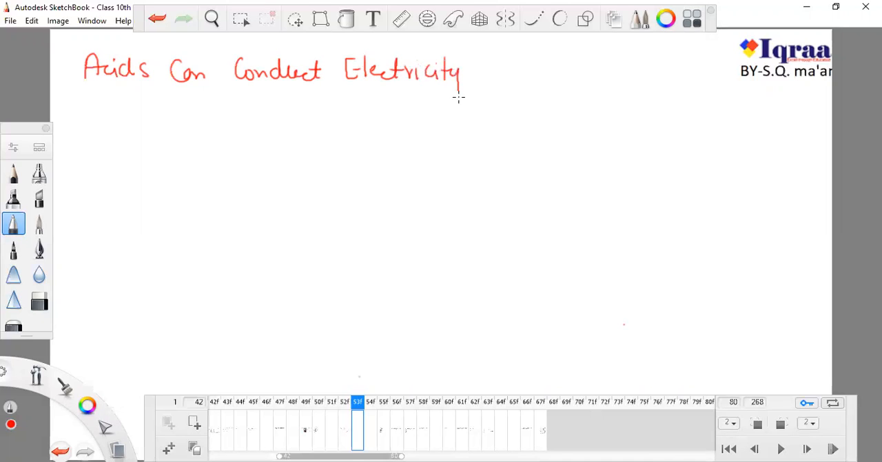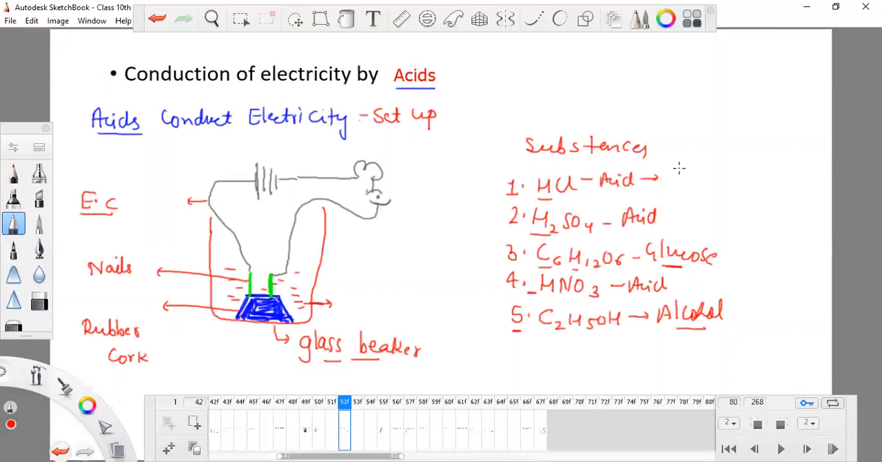Why can acids conduct electricity? Acids can conduct electricity only because, as we know, acids are acids because they can release H+ ions, or protons. We studied this. Whatever acid we are using, if it is HCl, it will break down into H+ and Cl-. If we use H2SO4, it will break down into H+, or you can say 2H+, and SO4 2-.